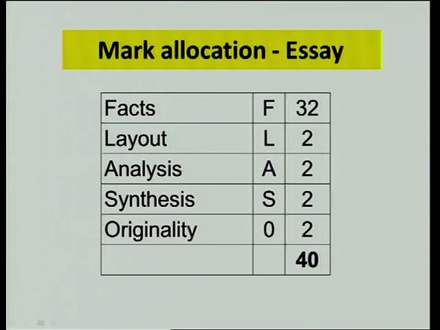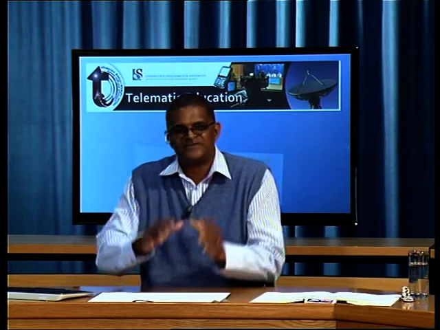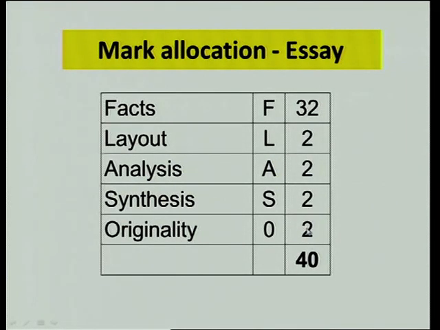Synthesis, where do you get the 2 marks for? If the body says there should be 5 factors, make sure that the facts under each factor are the correct ones. Then you have synthesized the information. Then you get 2 marks for that. And then you get 2 marks for originality. They normally require you to write down an example, a current example. In every essay, make sure you write down a current example so they can give you 2 marks for originality.